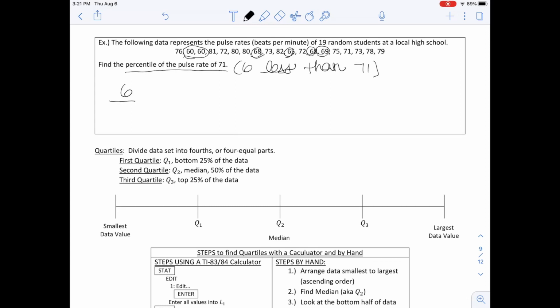So we're going to take our value 6, divide by the total number of values that we have, and we do have 19 students. And then we're going to multiply this by 100. So when we do this, we get 31.58. And we are going to round this to the nearest whole number. So this is going to be rounding to 32. So this is the 32nd percentile. Meaning that 32% of students have a pulse rate under this value, and then 100 minus 32% would have it above this pulse rate.